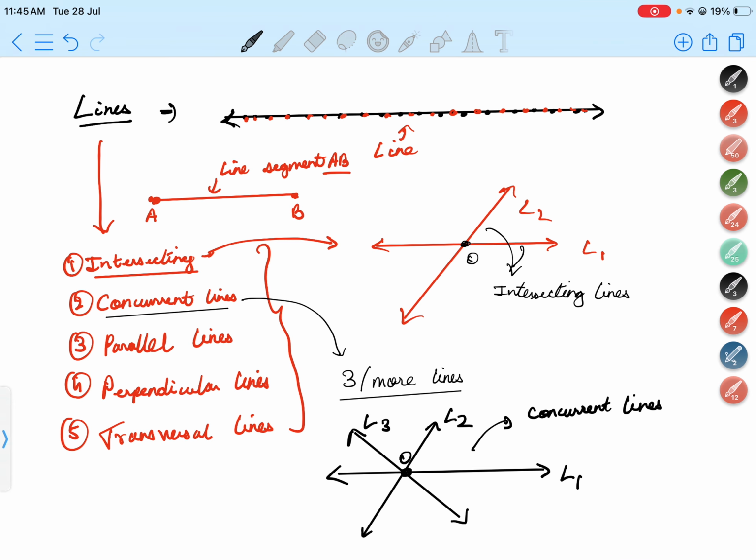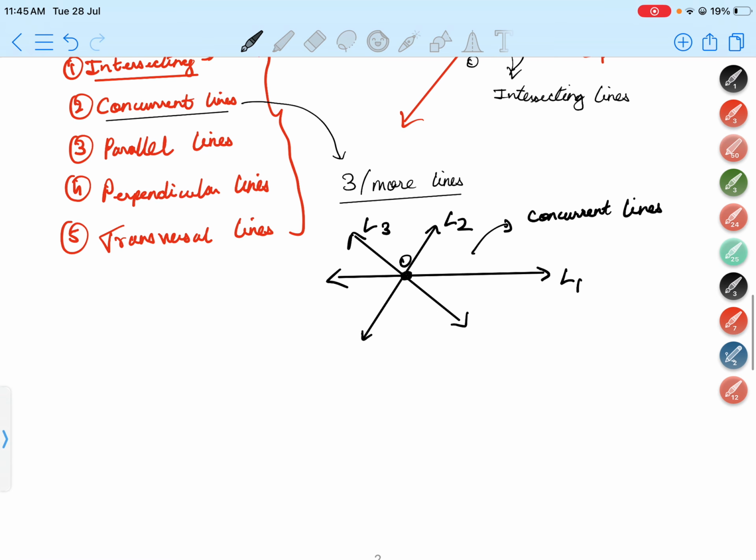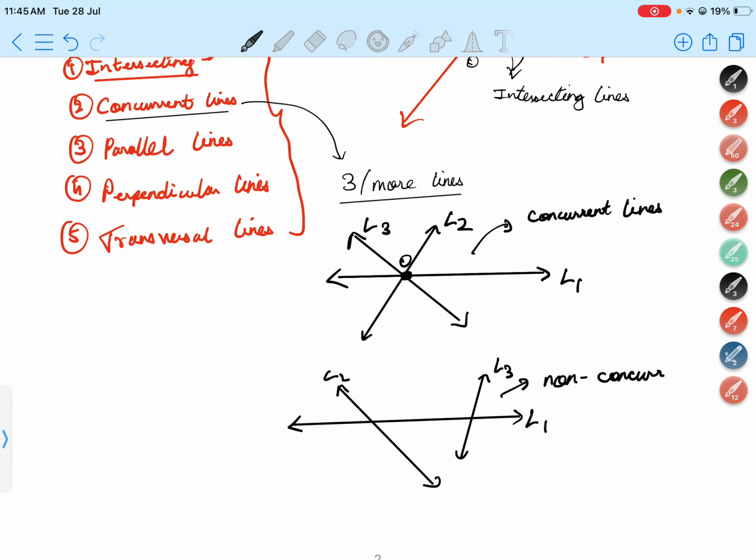What we need to remember here is that if this was my L1, this was my L2, and if this was my L3, then these are non-concurrent lines, because they do not intersect at a single point. L2 and L3 intersect with line L1 at two different points, let's say O and O dash. So they are non-concurrent, but here it is concurrent because they are intersecting at a single point O. So I hope this is clear to you.